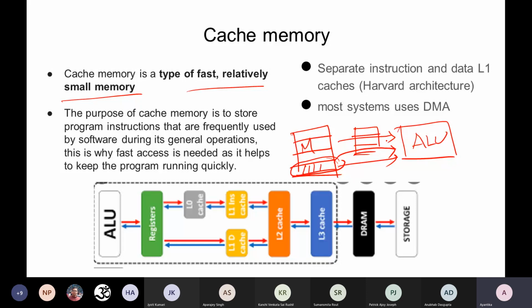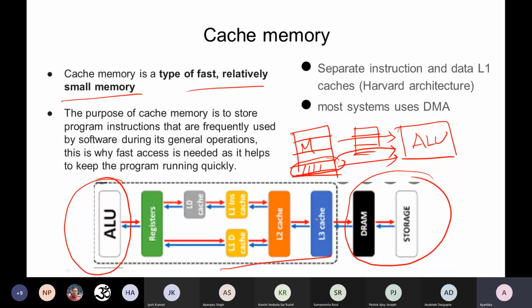So that way, this memory is a type of fast, relatively small memory, and this is sitting between your actual memory, your actual storage, and your ALU. Of course, other than this, these are the hierarchies. We will talk about this later.